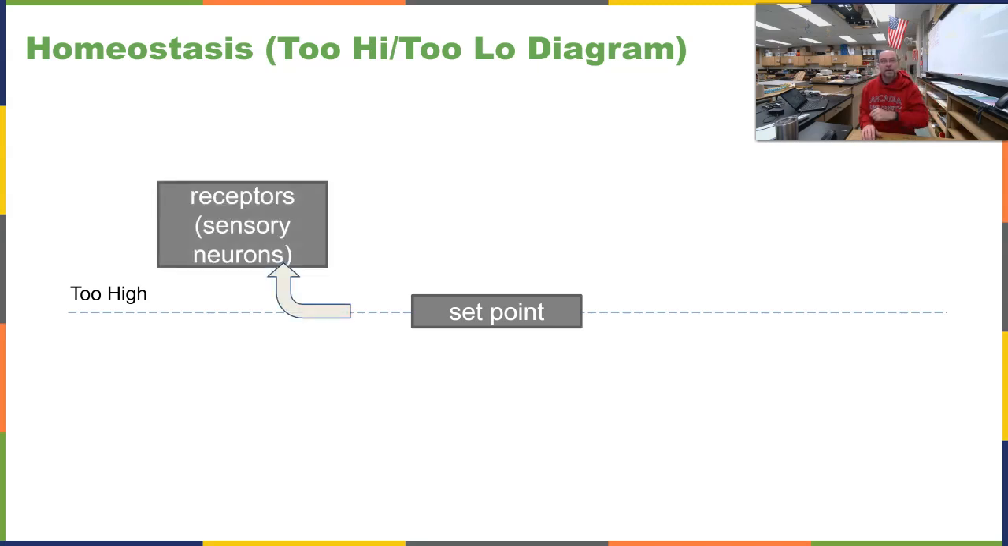And again, here we have our receptors or our sensory neurons. Sensory neurons pick up the information. They don't know what to do. All they know is that something's going on with our stimulus. We're either too high or too low. Our pH, our calcium levels, our glucose levels, something's off. They don't know what it is, and they don't know how to fix it. So they send the information through afferent sensory impulses to the control center.